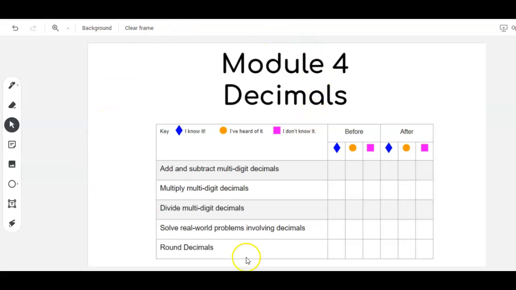All right, class, we're ready for our module 4. It's going to be on decimals. Pause the video and fill in the chart, just the before. I know it, I've heard of it, or I don't know. You can just fill it in using X's. All right?